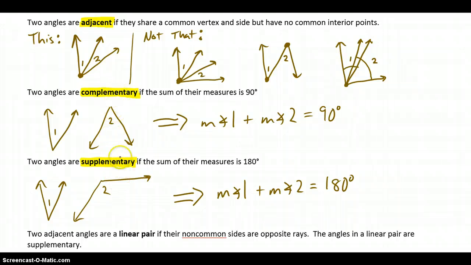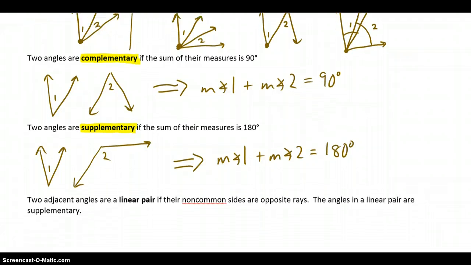The way to remember complementary and supplementary: Supplementary, straight line, 180 degrees. Complementary, corner, 90 degrees. Think alliteration. Complementary, corner. Supplementary, straight line.